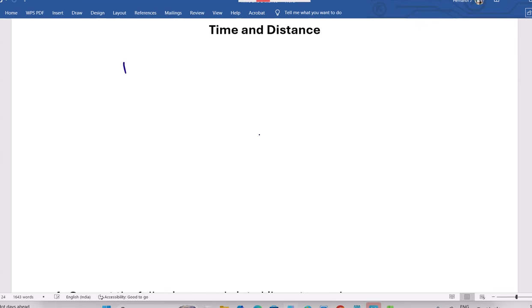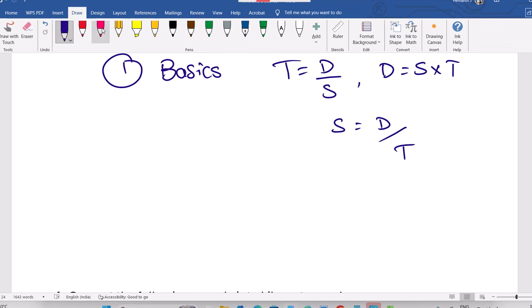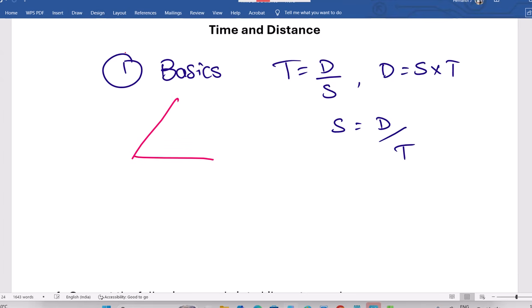In distance, time and speed, we have basic concepts. Time is distance by speed, distance is speed into time, speed is distance by time. Everyone knows this basic one. If you are not able to remember that, think of GST, same here DST, or music director DSP.